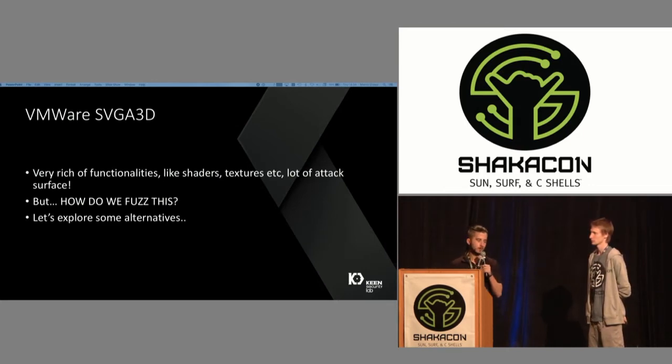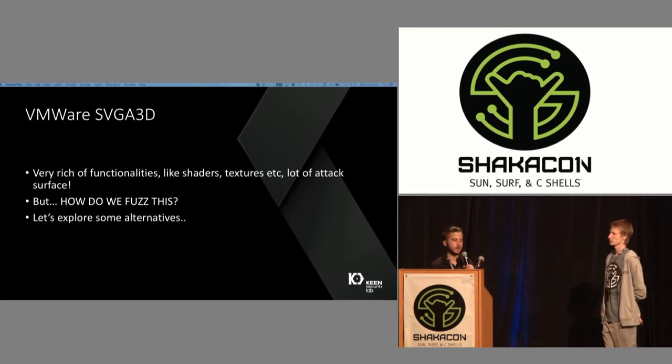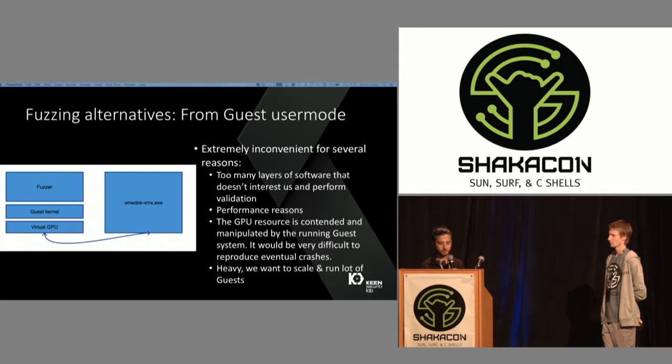So this SVGA3D graphic stack is very rich in functionality because it accepts several types of shaders, several textures, and there are a lot of commands and a lot of attack surface. But how can we fuzz this? It's not very simple, like fuzzing some API or something like that. It's very low level. So we have to think a little bit more carefully.